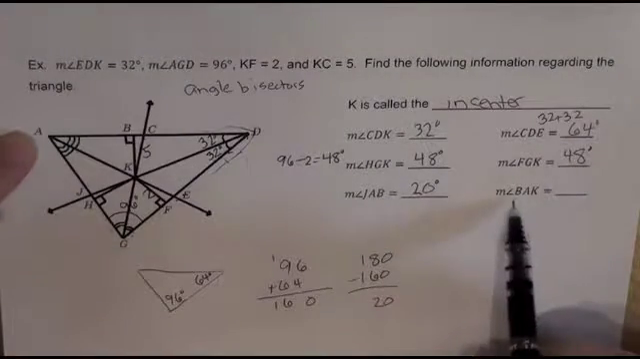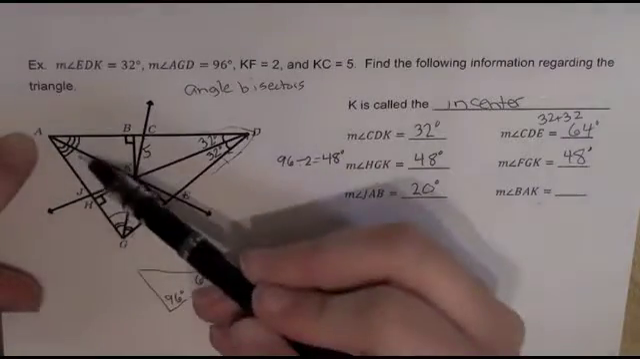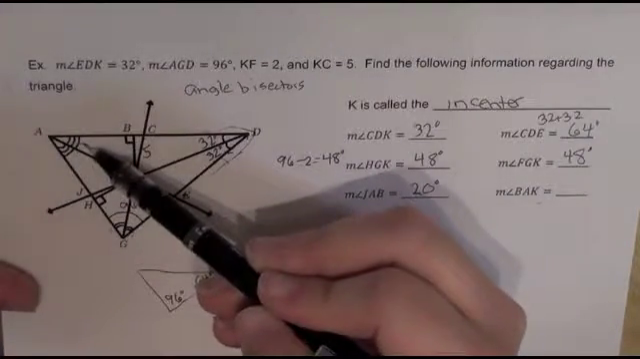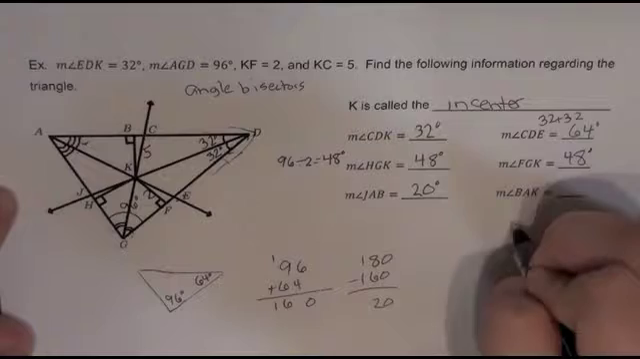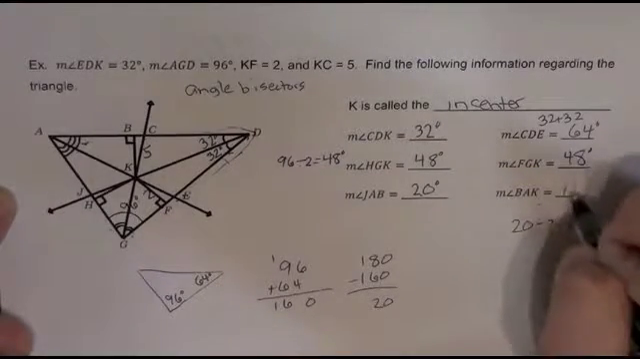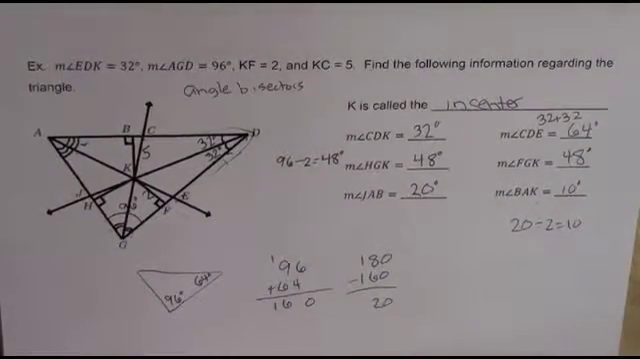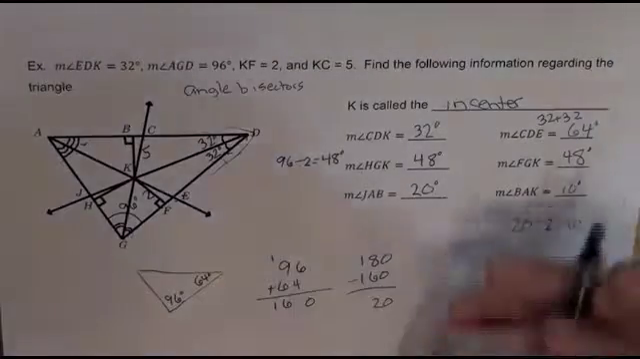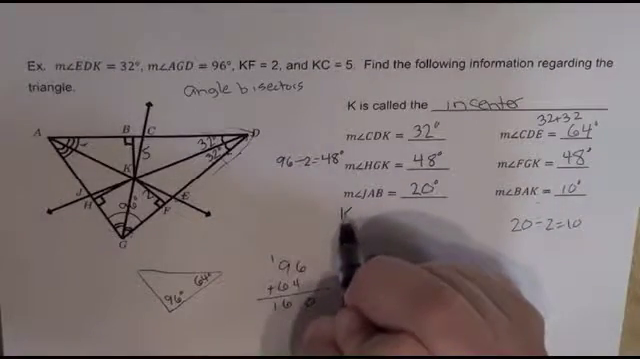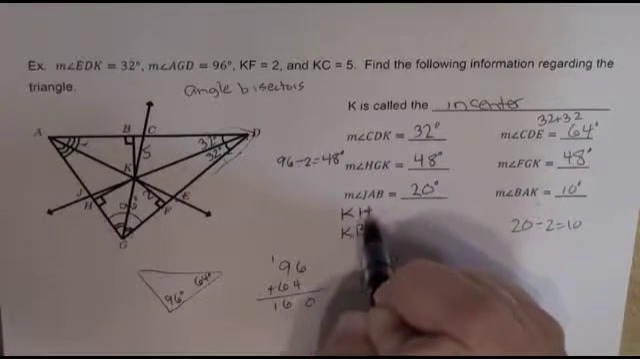And what that means is the measure of angle BAK, just the small angle, half of it, would be half of 20, which is 10 degrees. Now the part of this question that is missing that is also fairly important are the distances, the lengths, KH and KB.